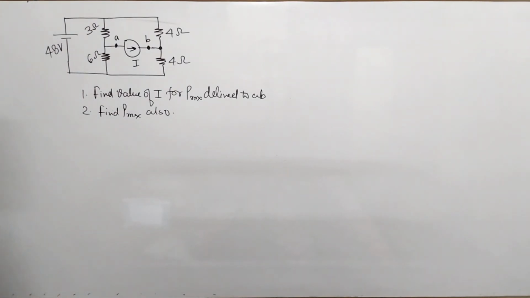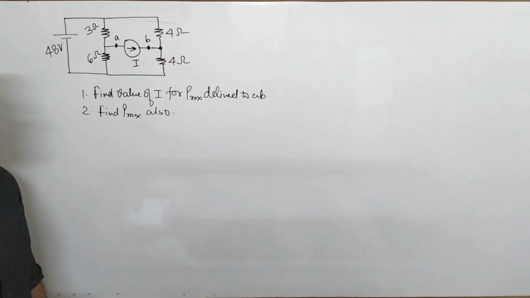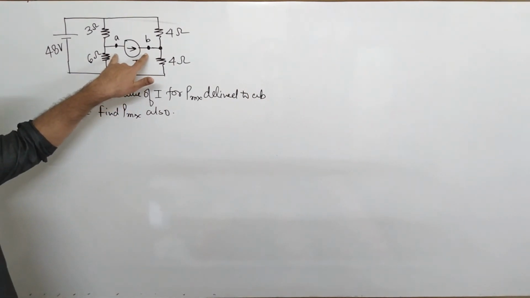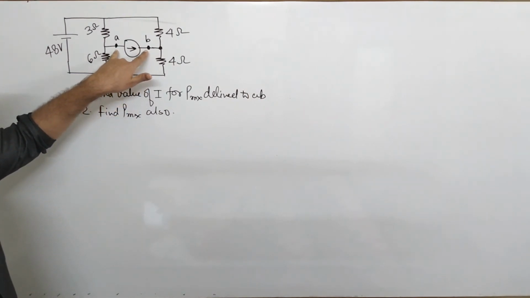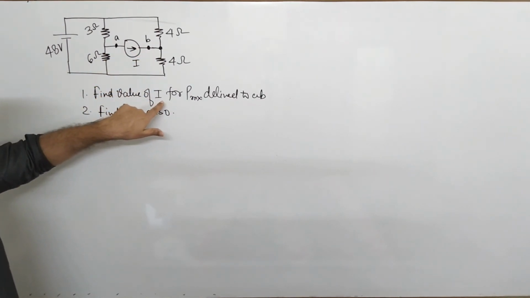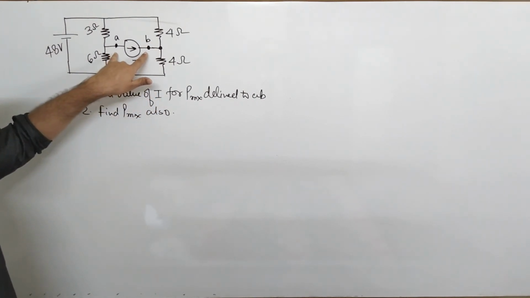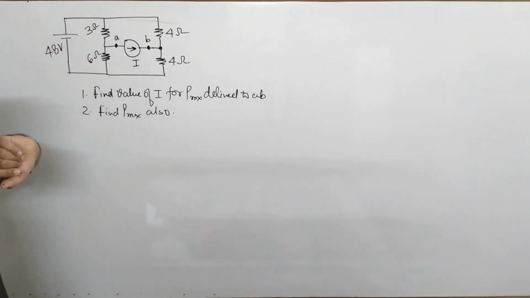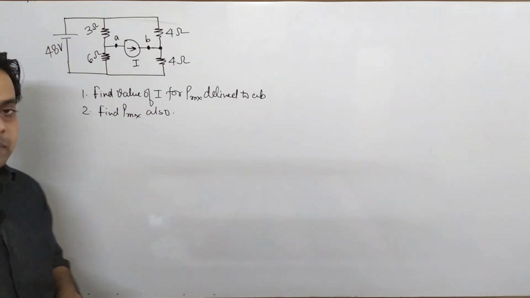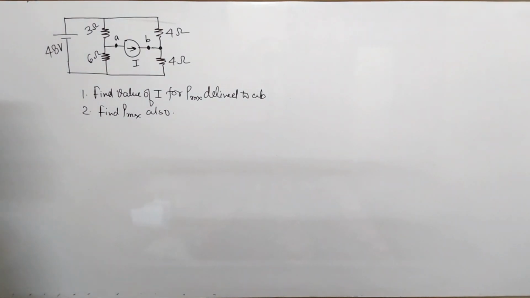So this is your next question, in which you have to find the value of I so that the maximum power is delivered to load AB, or you can say across AB. Basically this is a load which is connected across AB. Then you have to find the value of maximum power delivered. So these are the two things you have to find. Now we will see how we will find this.